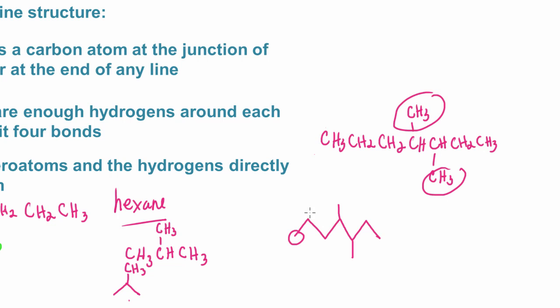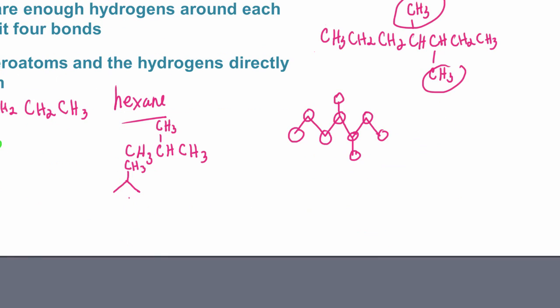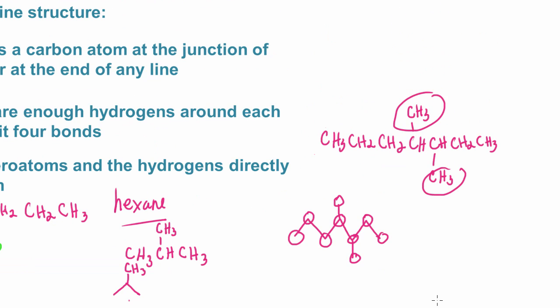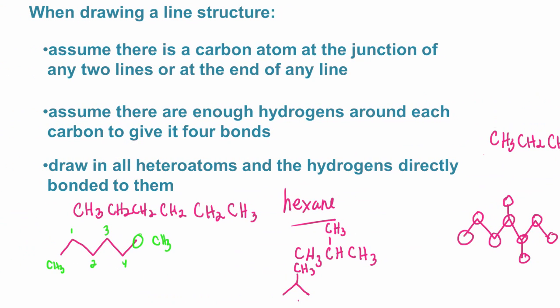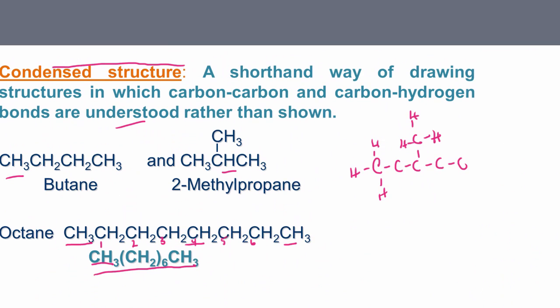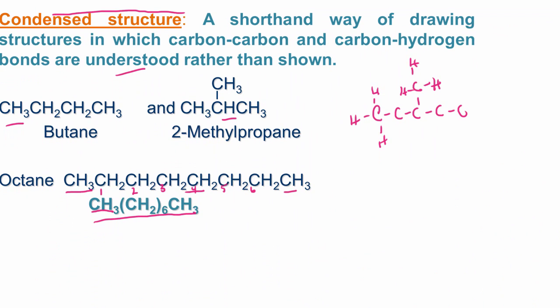Here's my CH3, CH2, CH2. This is the CH, and then here is the CH3. Here is the other CH. This is the CH3. Here's a CH2, and then the CH3. So those are line structures. You're going to see both line structures and structural formulas and condensed structural formulas in this course. So make sure that you can draw line structures.